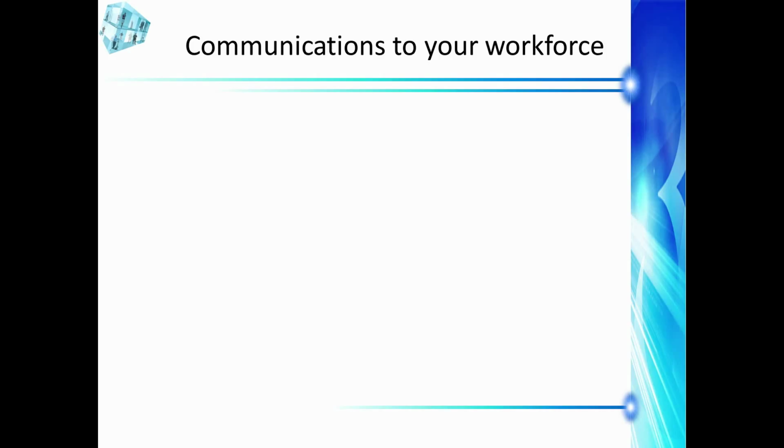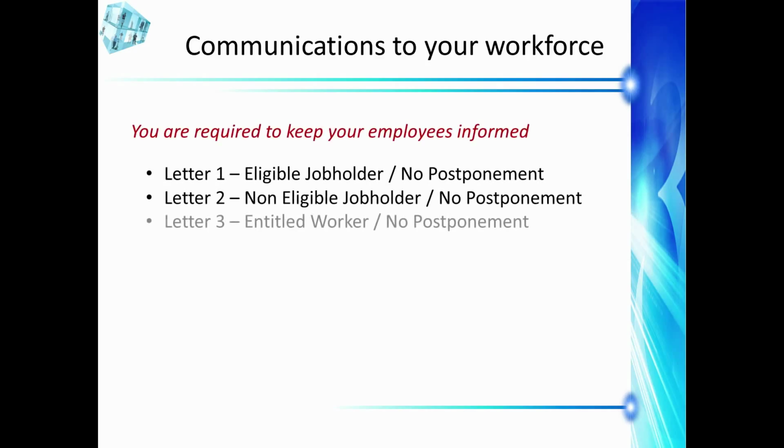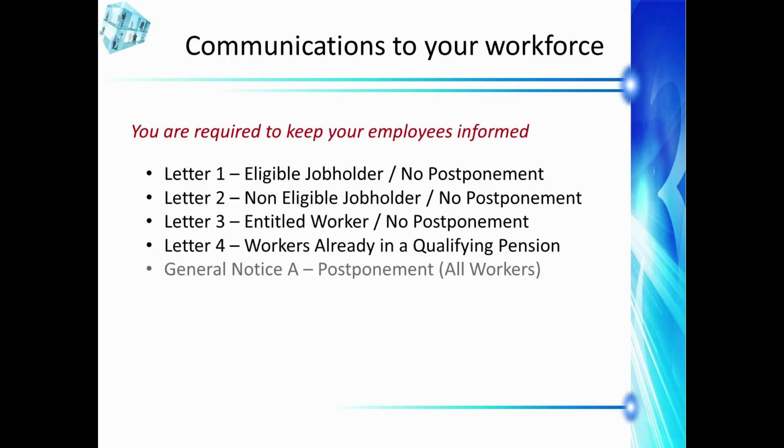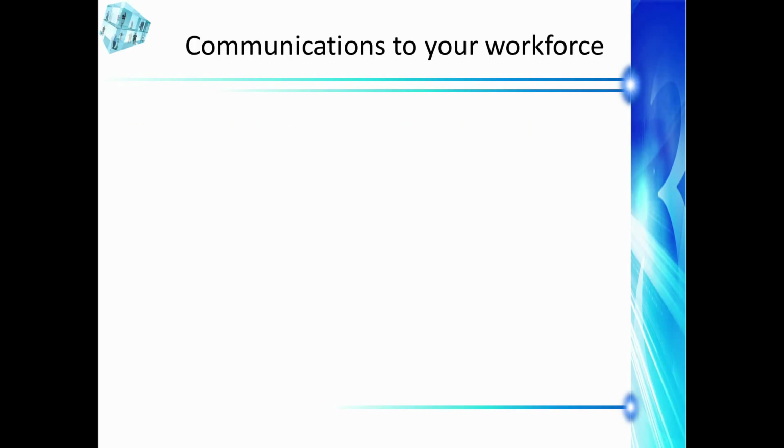Communication with your workforce. You need to inform workers about the auto-enrolment process, but the information that you give to them will depend upon their category. So eligible job holders get a specific type of letter, non-eligible job holders get a different letter, and so on. These letter templates can be downloaded from the Pensions Regulator website, or indeed from whichever pension provider you are using. These letters themselves define the detail that needs to be sent to each category of worker.